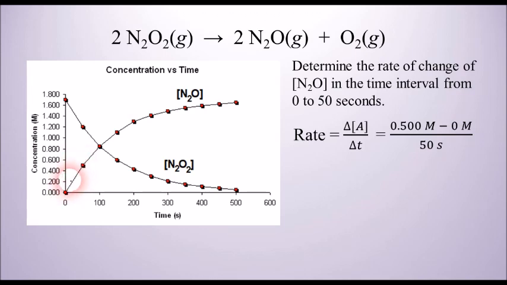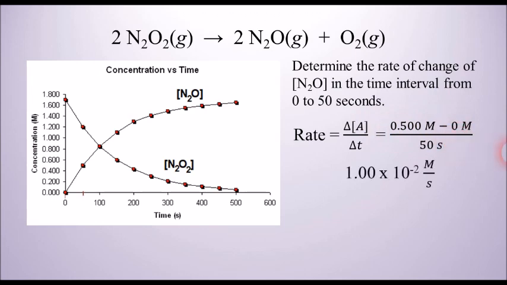And it started at 0. So that's why we subtract that. 0.5 molar minus 0 molar divided by the change in time. Well, it's 50 seconds. It's a 50-second interval from 0 to 50 here on the graph. So it's 0.5 minus 0 divided by 50 seconds.